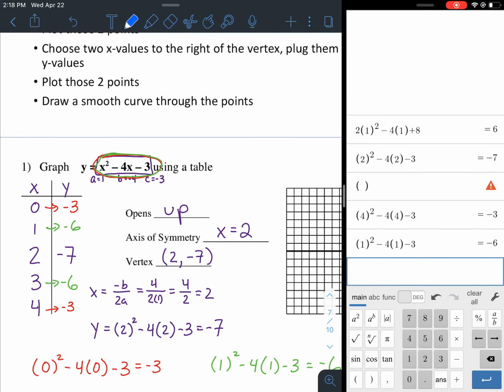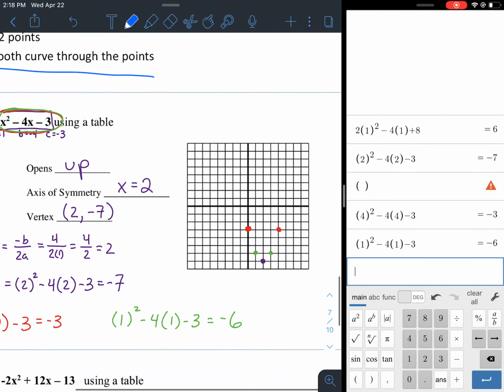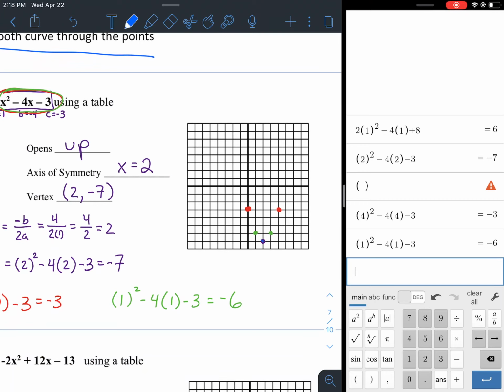Only other thing we have to do is draw this smooth curve that goes through both points. So I'll start at the vertex and go up to the left, start at the vertex, go up to the right, and there's our final answer. Okay. Now again, first time ever doing a problem like this, it's going to take longer than it normally will. The more examples we do together and the more examples you do on your own, the faster this whole process is going to be.